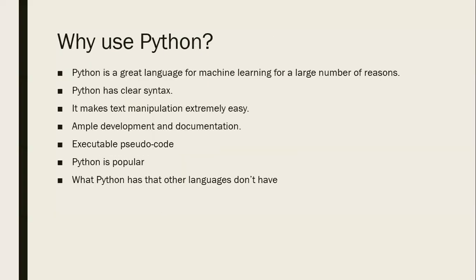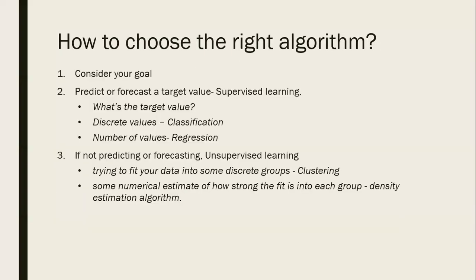Let's talk about your goals. If you're trying to predict or forecast a target value, then you need to look into supervised learning. If not, then unsupervised learning is a place where you want to be. If you have chosen supervised learning, what's your target value? Is it a discrete value like yes or no, or like 1, 2, 3, or A, B, C, or red, yellow, black? If so, then you want to look into classification. If the target value can take on a number of values, say any value from 0.00 to 100.0, or any value from negative 999 to 999, or positive infinity to negative infinity, then you need to look into regression.